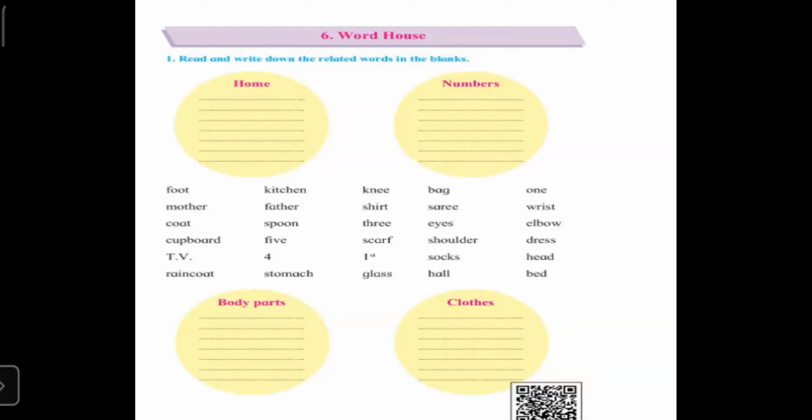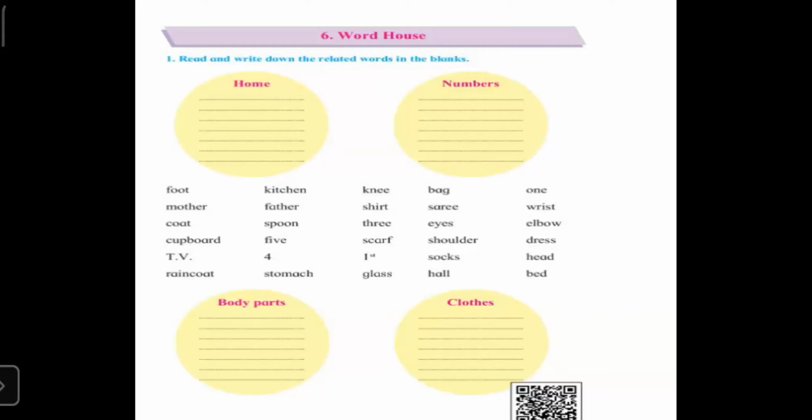Understood? 4 circles are given, children, in this page. And in the middle part of the page, some words are given. These words are all mixed. Some words are related to home. Some words are related to numbers. Some words are related to body parts. And some words are related to clothes.